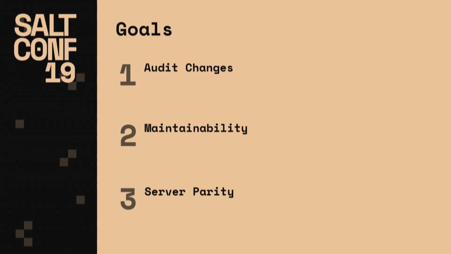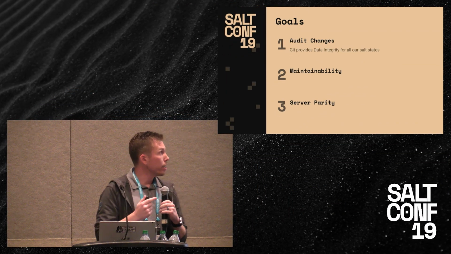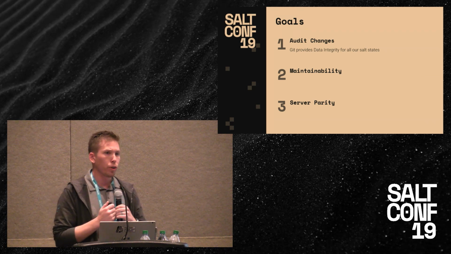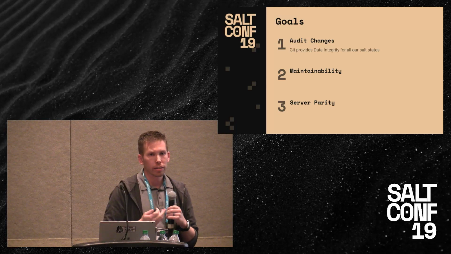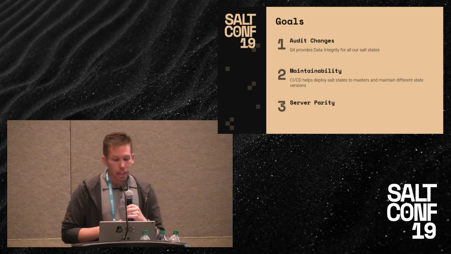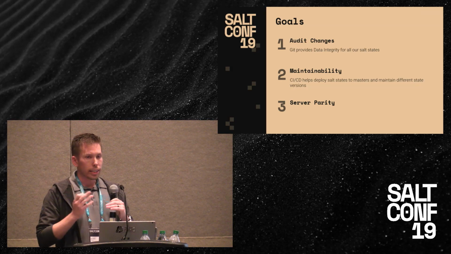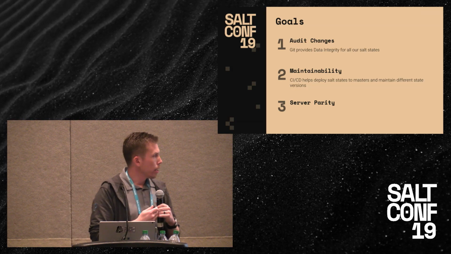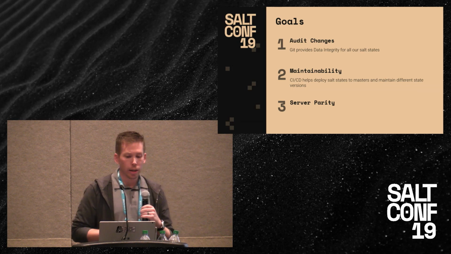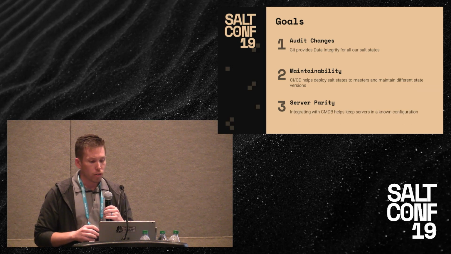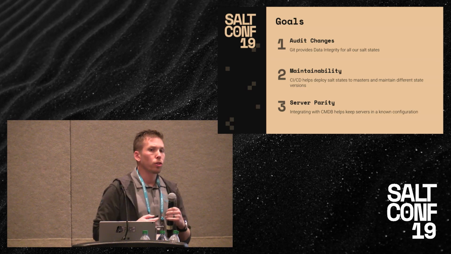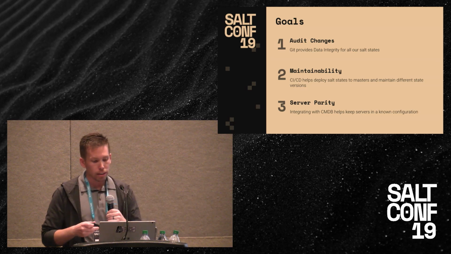So just to recap on the goals that we went over, we talked about auditing changes, and we utilized Git to provide us that data integrity and that tracking of our files so that we know what changed, who changed it, and when it changed. Maintainability: we used a CI/CD pipeline to help us maintain our salt states on our salt masters and maintain all the different versions and branches that we have. And then server parity: we integrated with ServiceNow CMDB to help us keep our servers in a known configuration state.